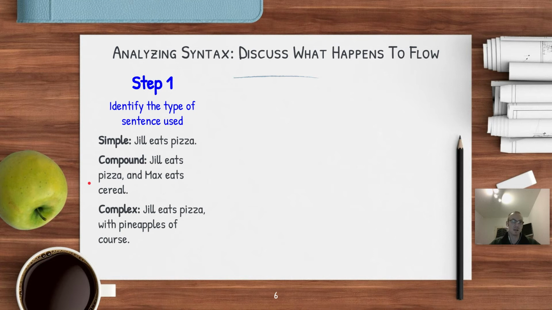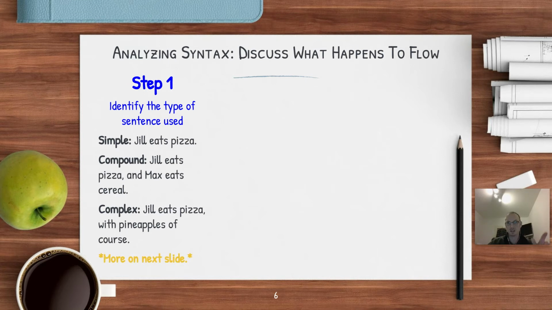Complex sentence. Jill eats pizza, comma, with pineapples, of course, right? One part of the sentence is a full sentence, right? Jill eats pizza, or a main clause. And then with pineapples, of course, is a dependent clause, right? It can't stand on its own, or it's a fragment, right? So a complex sentence is when you have a full sentence and a fragment joined together.